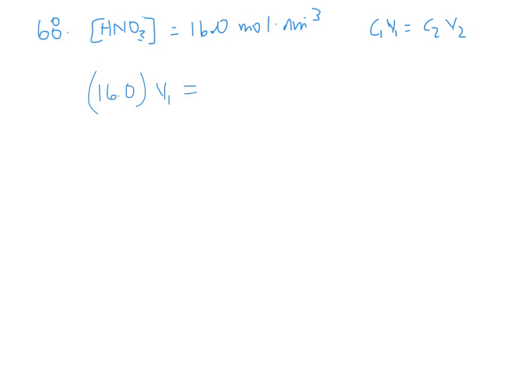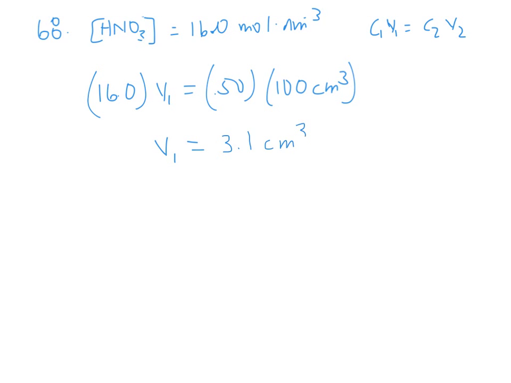So plugging in, C1 is 16.0. V1 is what I want to find. C2 I want to be 0.50, and V2 I want to be 100 centimeters cubed. And so if I solve for V1, I'm going to come up with a volume of 3.1 centimeters cubed.